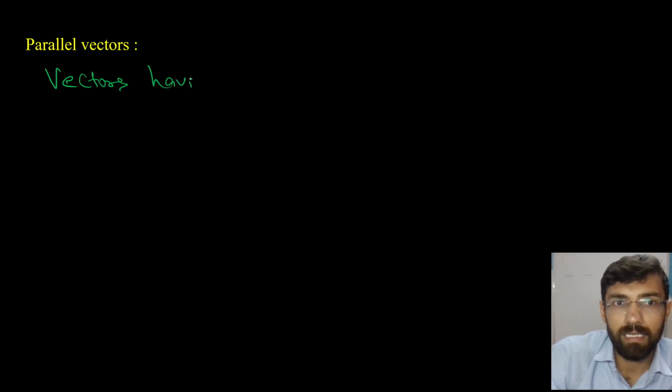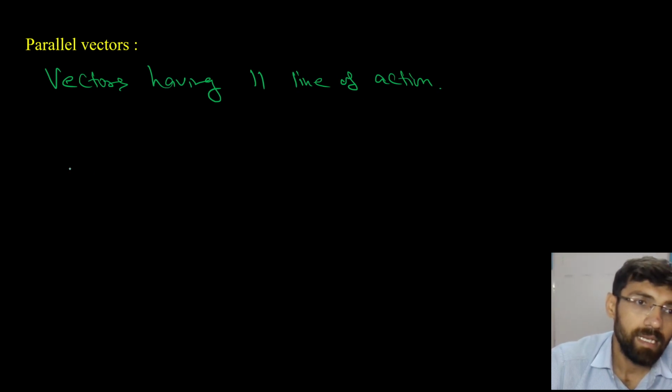Vectors having parallel line of action. And what is line of action? We will see this. Let us say this is AB vector. This is some AB vector. And can you see this one, PQ vector? Let us mark it as QP vector.